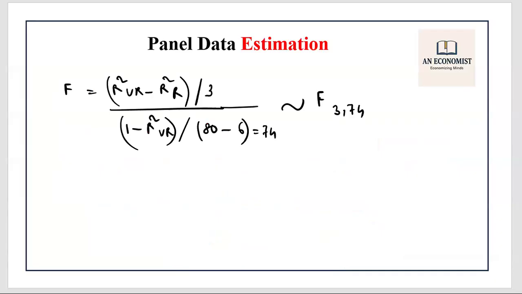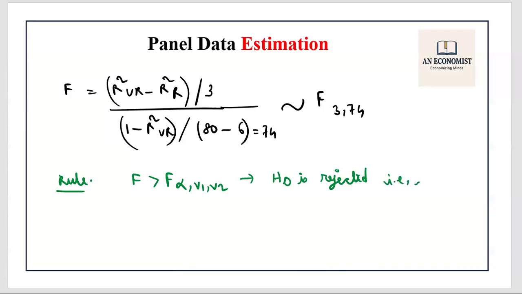Now, how do you decide which model is better? For that, you have to follow this decision rule. The rule is: if F is greater than F alpha, V1, V2, then you will reject H naught. H naught is rejected.